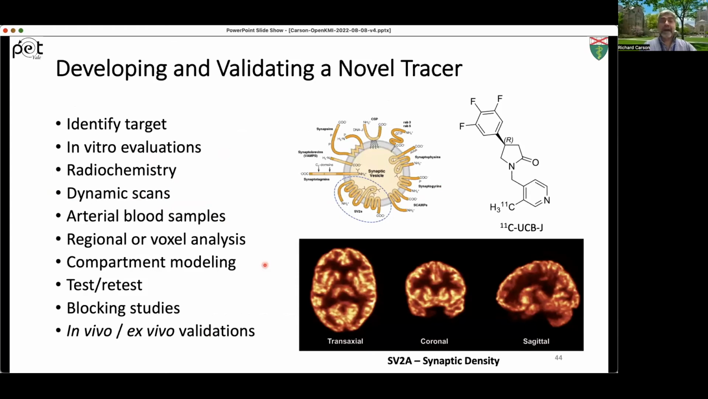Look at how reliable it is with test-retest studies, if there's a drug that you can use to block it, and then to absolutely validate that, where you're comparing the in vivo data to ex vivo or in vitro data.